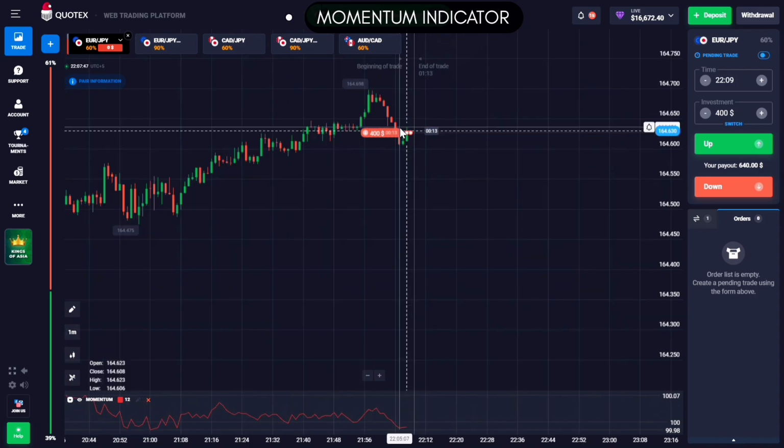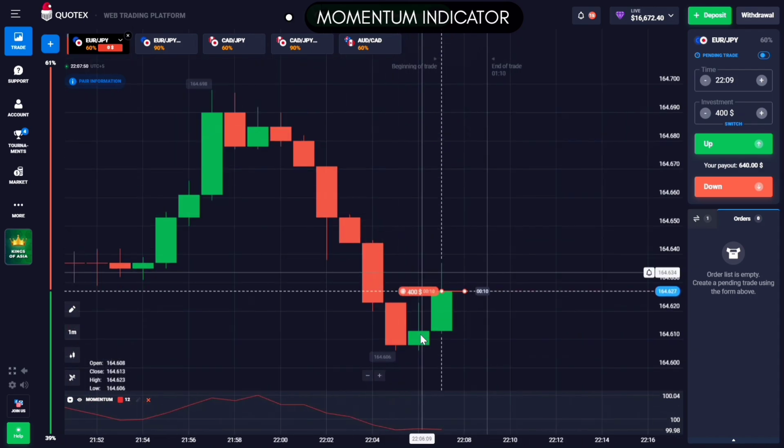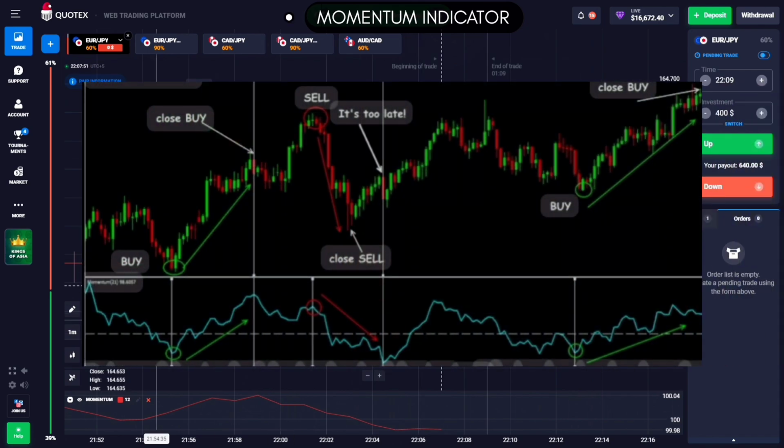Positive momentum, above 0. Indicates upward strength and potential for further gains. Price is moving higher compared to past prices. Negative momentum, below 0. Suggests downward strength and potential for further losses. Price is moving lower compared to past prices.